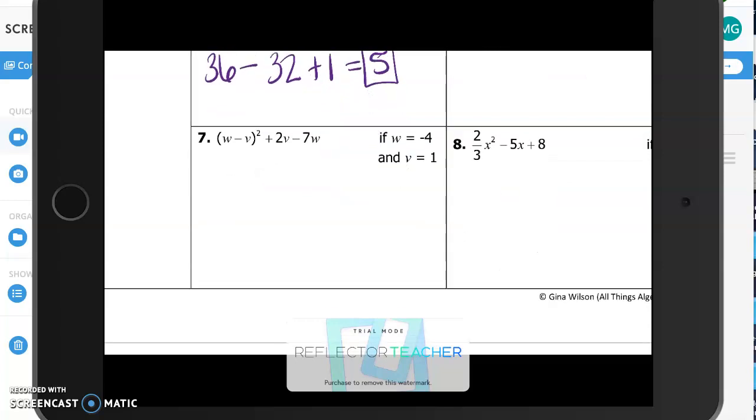Number 7. Again, we already have parentheses with the exponent, so I am going to just plug them in without parentheses around them. -4 minus 1 in parentheses squared, plus 2 times 1 minus 7 times -4.